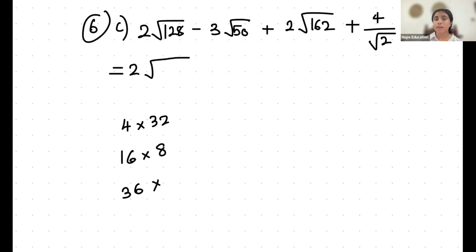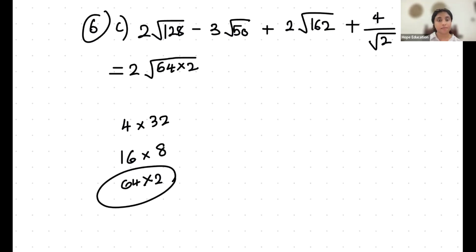49. Let's try each one. Does it come to 49? No. After 49, the next perfect square is 8 times 8, which is 64. Can you see, it comes to 64? So 64 times 2. Then this would be the most suitable. 64 times 2 is 128, children, right? So I take 64 times 2. That is the most ideal one.